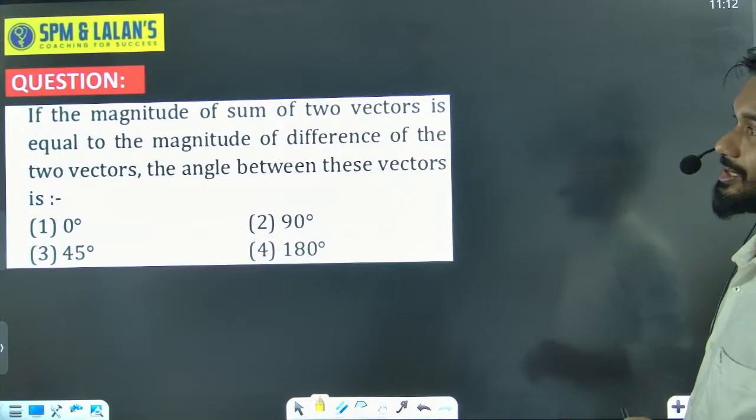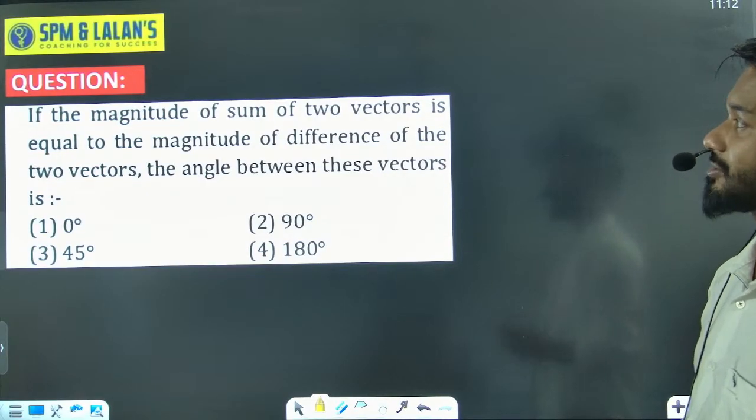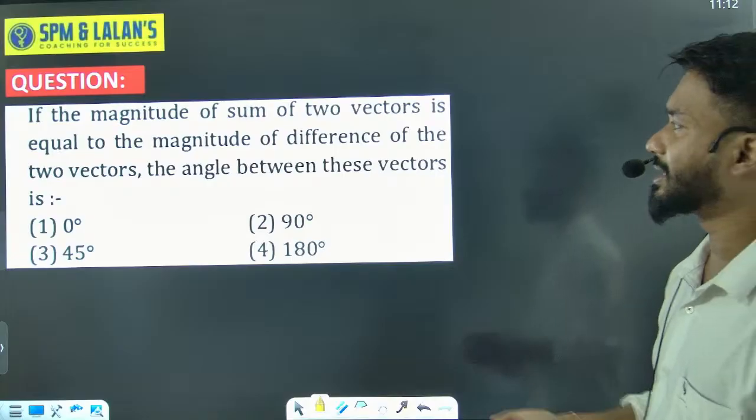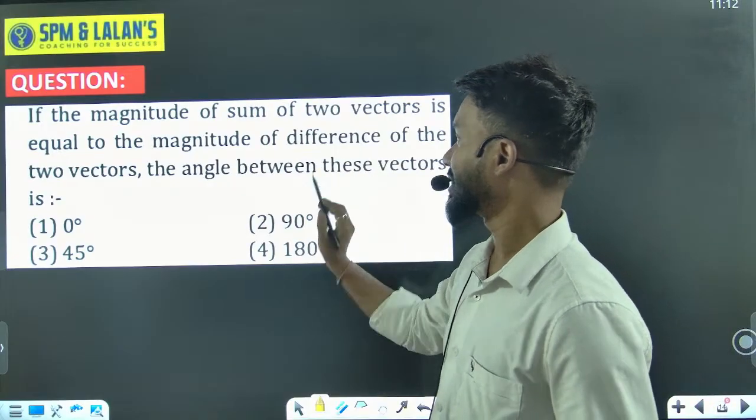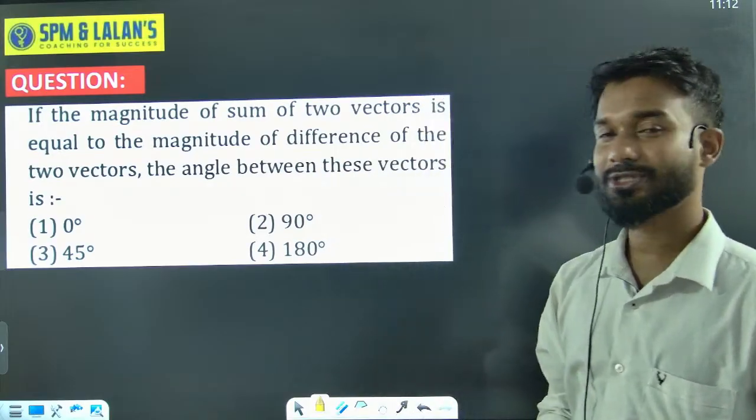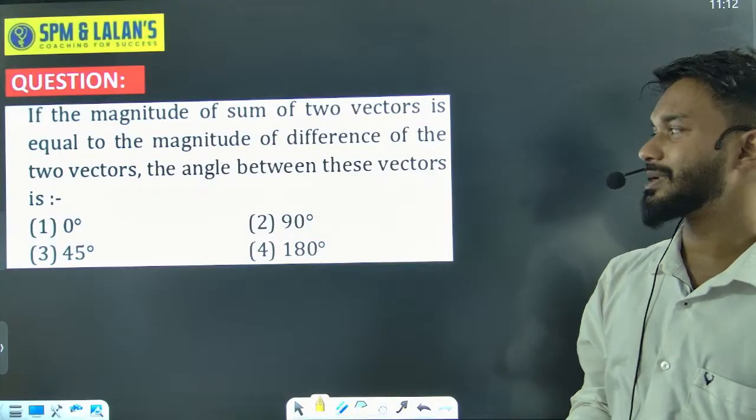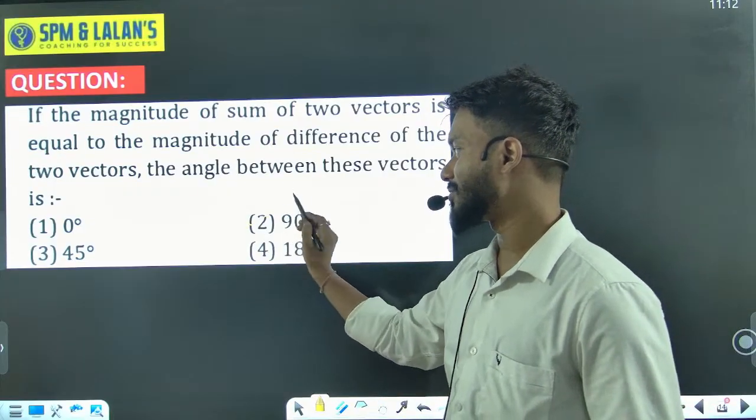Okay. Next question: if the magnitude of the sum of two vectors is equal to the magnitude of the difference, then the angle between the two vectors is equal to how much? It's a very standard question. You should memorize the answer as well. So the answer will be 90 degrees.